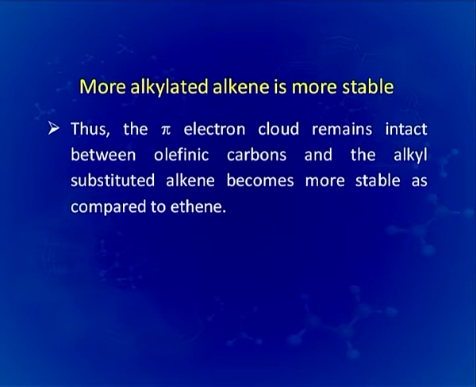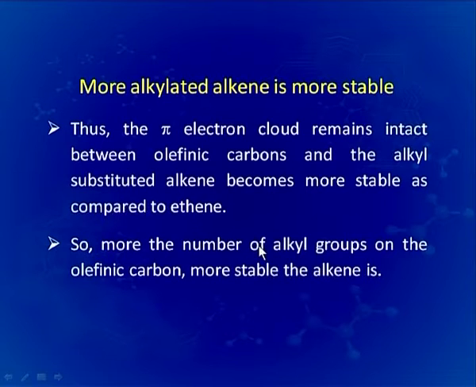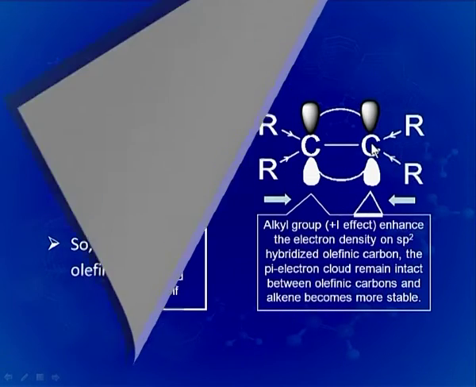Thus, the pi electron cloud remains intact between olefinic carbons, and the alkyl substituted alkene becomes more stable as compared to ethene. We must be very clear at this point: actual delocalization of electrons from alkyl groups to any of the carbons does not take place. It is simply the plus I or inductive effect, because of the s character of the double bonded or sp2 hybridized carbon in the alkene. So, the more the number of alkyl groups on the olefinic carbon, the more stable the alkene is.